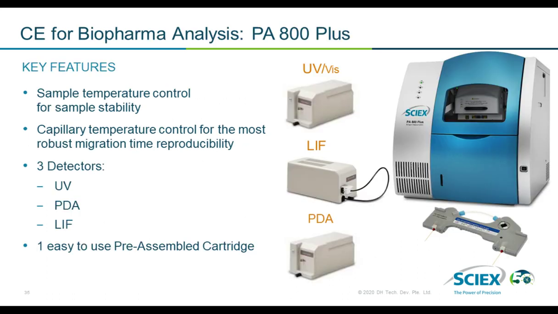And it's all there for you on the P800 Plus platform, which features sample temperature control and capillary temperature control, which gives you good sample stability and migration time reproducibility. We also provide the Easy CE pre-assembled cartridge for ease of use and traceability. Got the lot number printed right there on the front. So all these features are available on an instrument and a technique that has been validated across the industry, which really proves its unmatched reliability and robustness for your day-to-day needs.